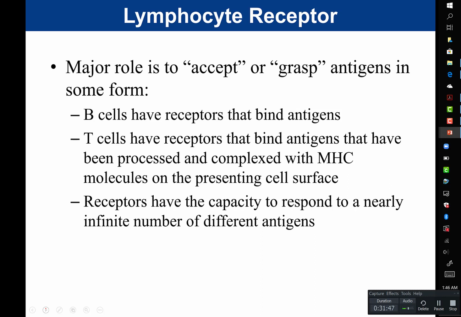T cells have receptors that bind to antigens that have been processed and complexed with the MHC molecules on the presenting cell. So not only does the T cell need to have the receptor that binds to the antigen, but the T cell also has the appropriate CD molecule that is going to recognize the MHC. So the T cell has two bindings that have to occur. It has to have the T cell receptor binding to the antigen, and it has to have the appropriate CD molecule that binds to the appropriate MHC.